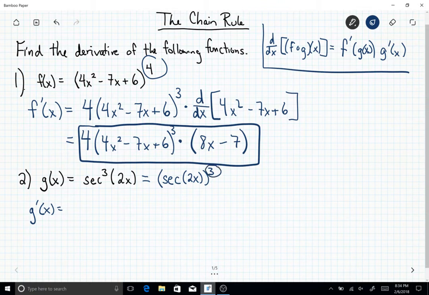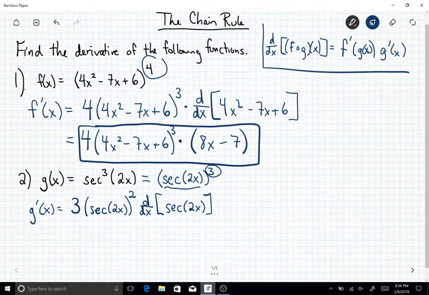So what happens is we use the power rule. We get 3 times secant of 2x, and then power rule means this will be the 3 minus 1 power, so that's a square. And then this must be the derivative of the interior function, or the inner function. What is it? Well, notice inside we have secant of 2x. So the derivative of secant of 2x.